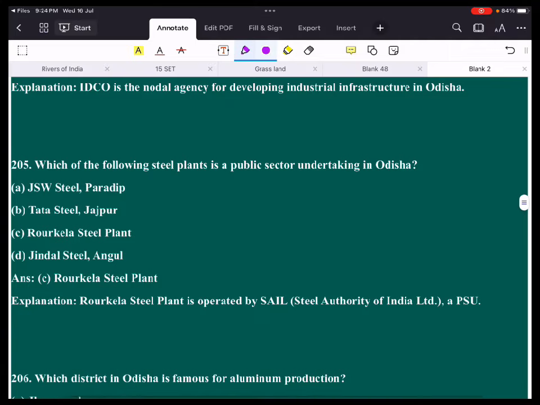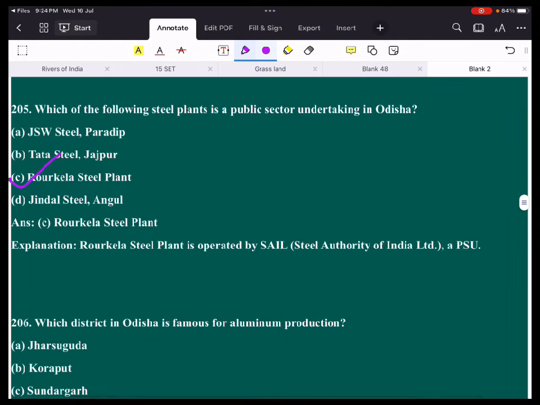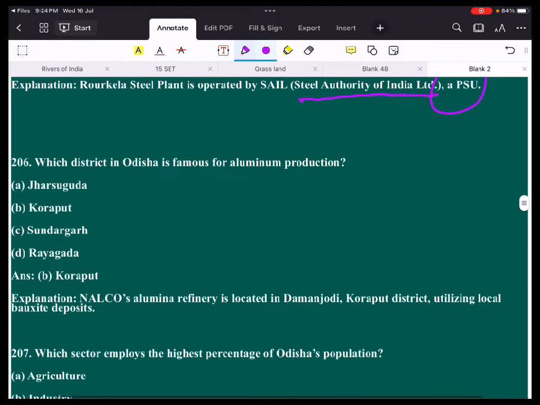Which of the following steel plant is a public sector undertaking in Odisha? That is option C, Raurkela Steel Plant. Raurkela Steel Plant is supported by Steel Authority of India Limited, a public sector undertaking, PSU. Which district in Odisha famous for aluminium production? That is option B, Koraput district.